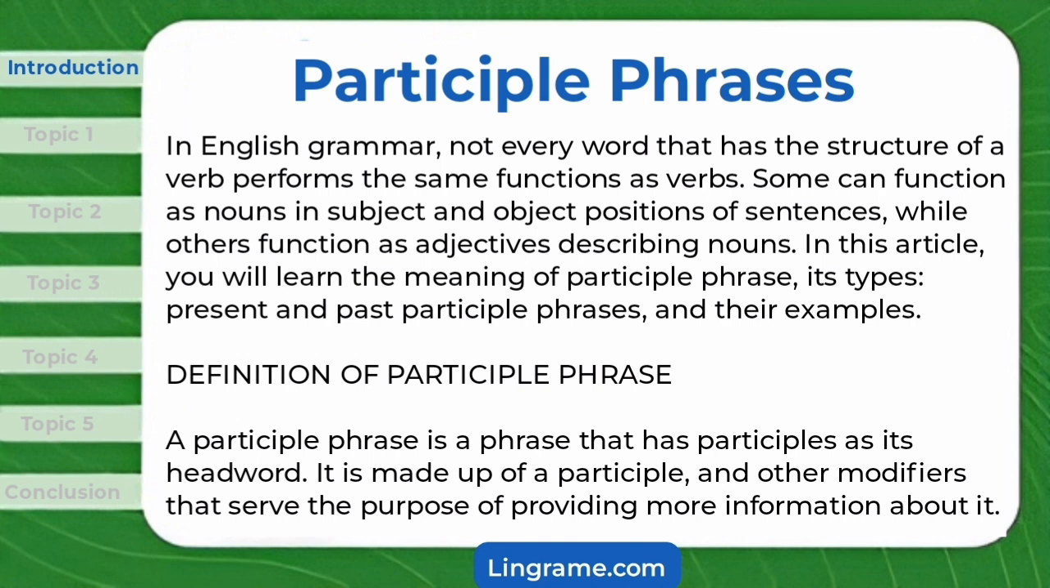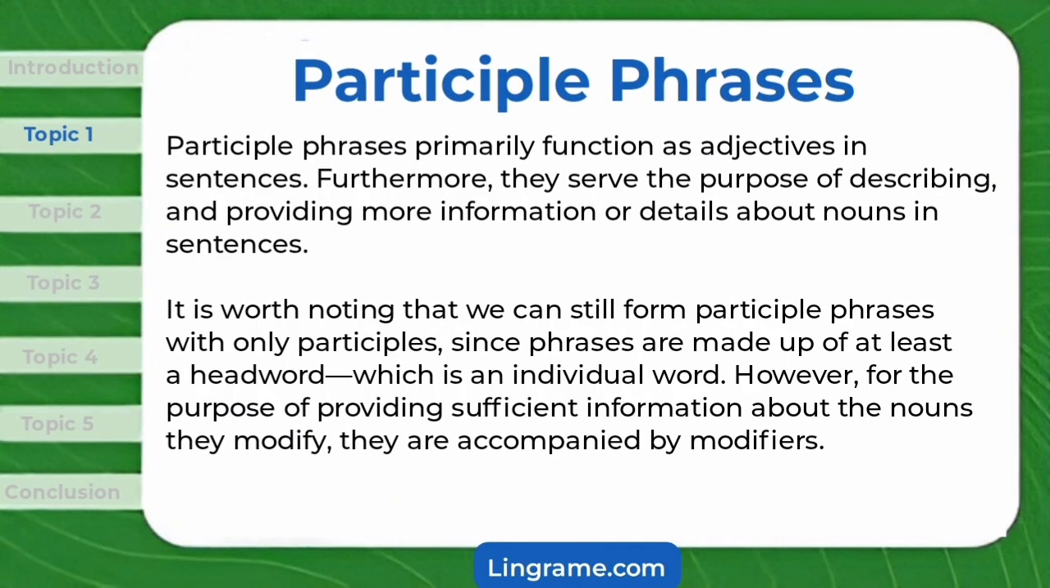Definition of participle phrase. A participle phrase is a phrase that has participles as its head word. It is made up of a participle, and other modifiers that serve the purpose of providing more information about it. Participle phrases primarily function as adjectives in sentences. Furthermore, they serve the purpose of describing, and providing more information or details about nouns in sentences.